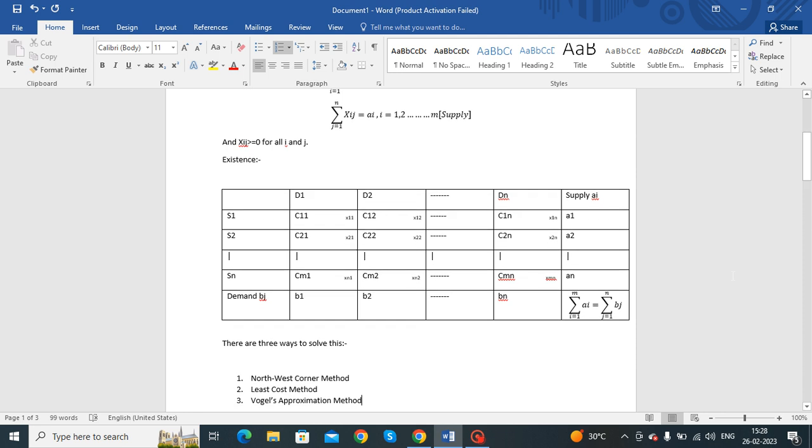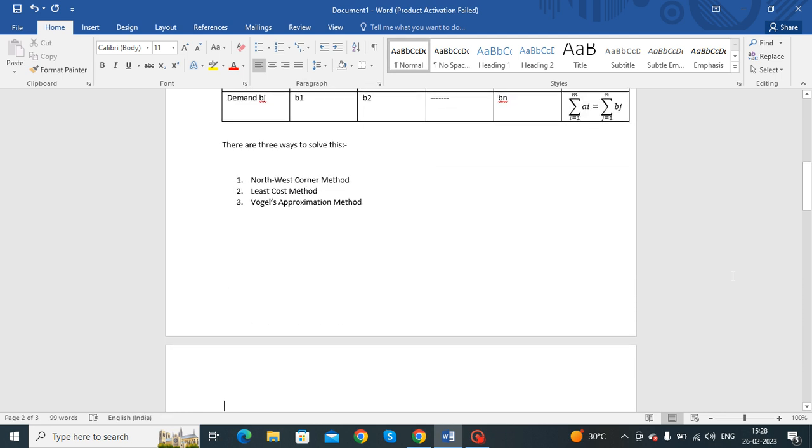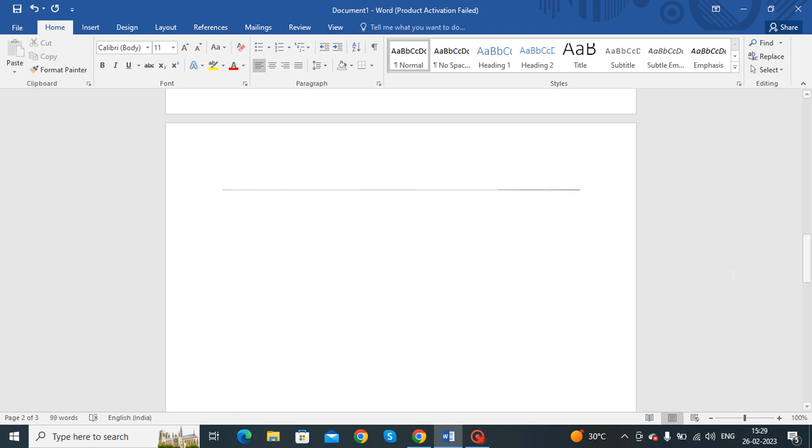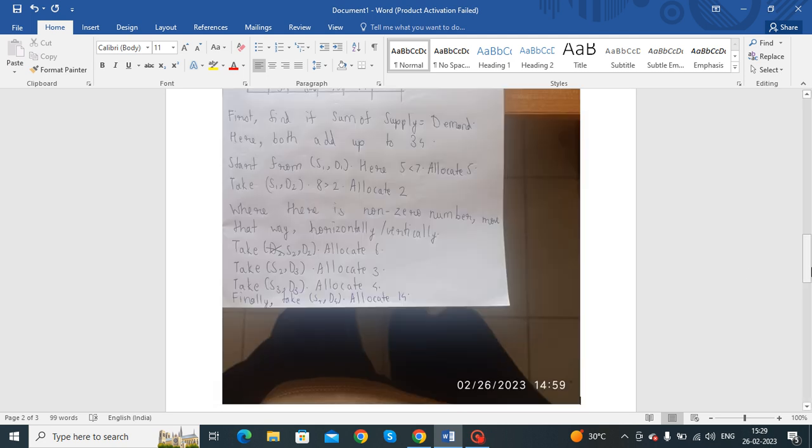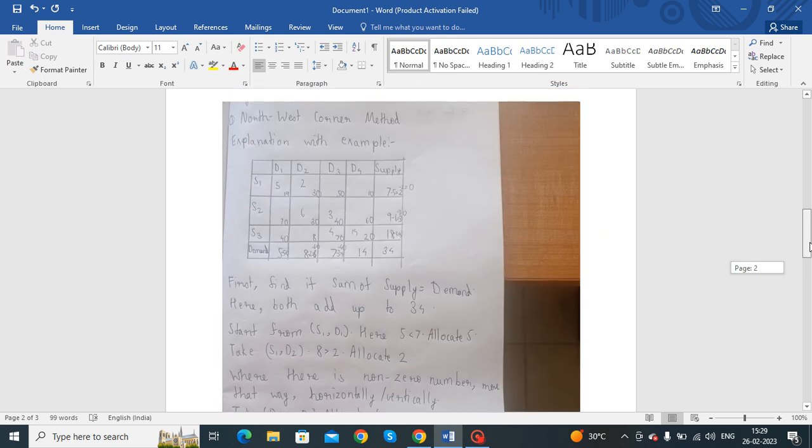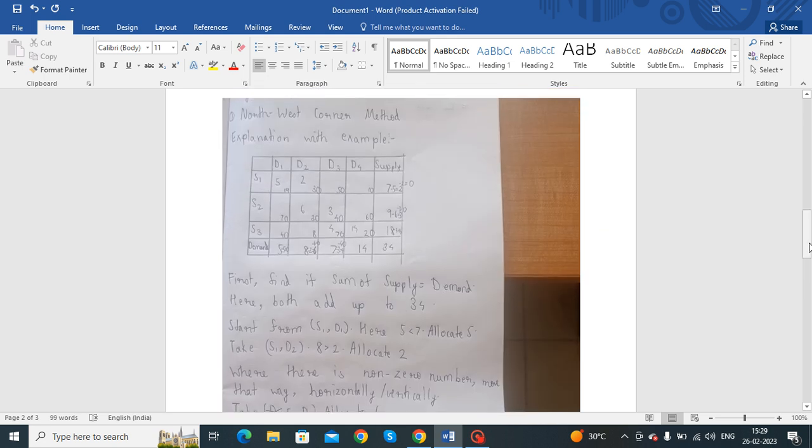Now there are three given ways to solve this: the northwest corner method, the least cost method, and Vogel's approximation method. Today we will be understanding the northwest corner method. In later classes, I will be giving you explanations on least cost and Vogel's approximation method. Now in order to understand the northwest corner method, I have to give you an example.